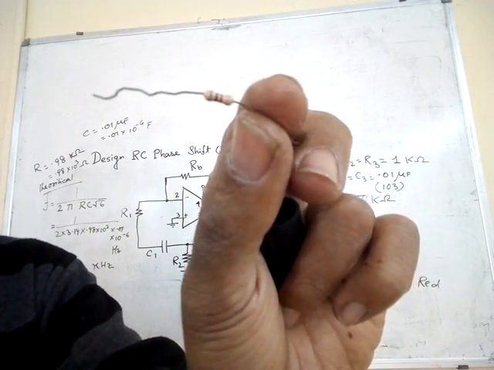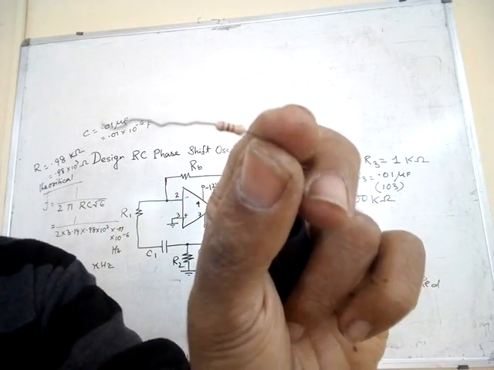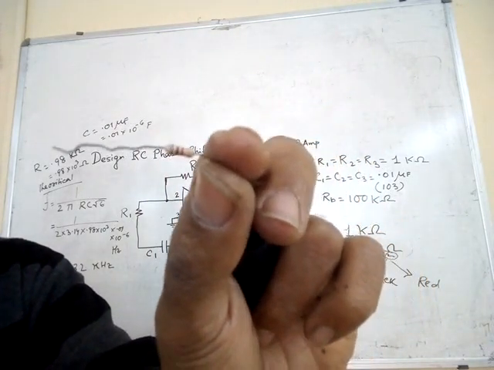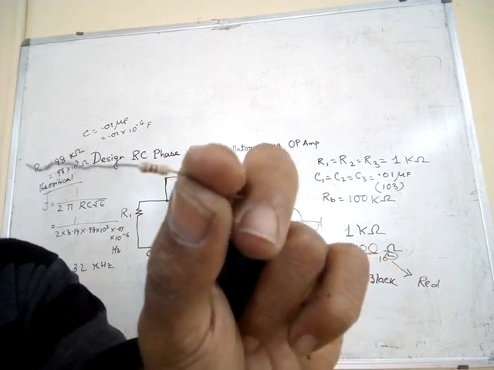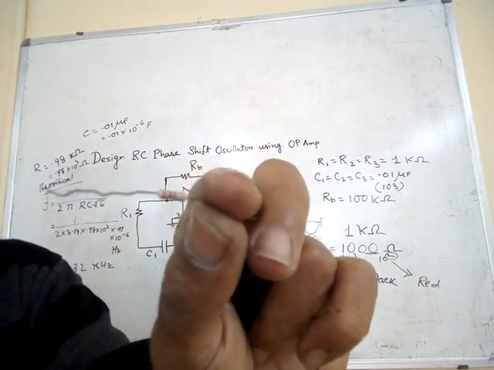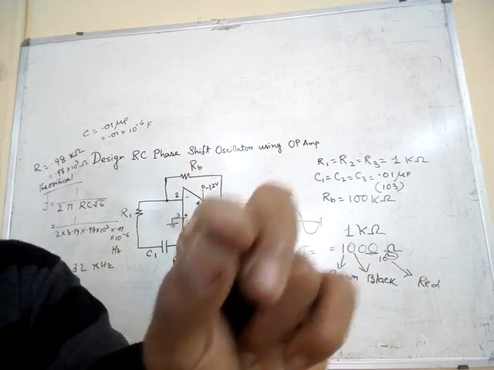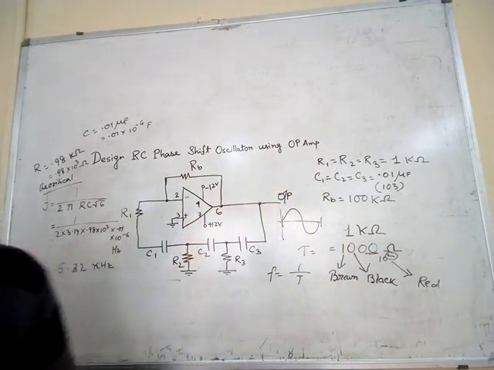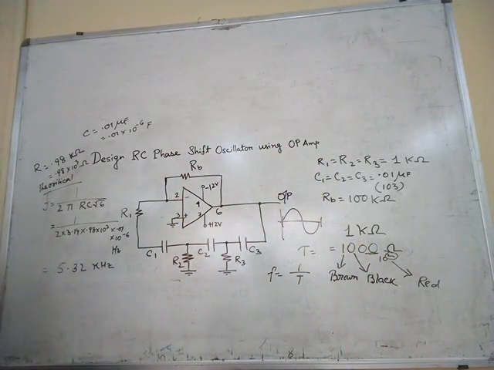This is brown, black, red, and the fourth band for tolerance. For the tolerance, we get the value 0.98 kilo ohm, not 1 kilo ohm. So it is a 1 kilo ohm resistor. Next, we go for the 100 kilo ohm resistor.